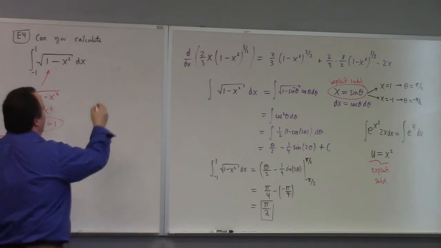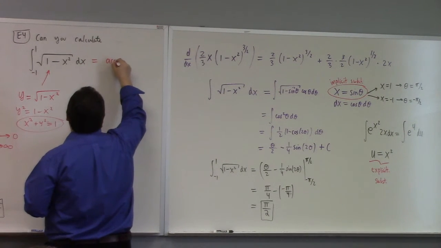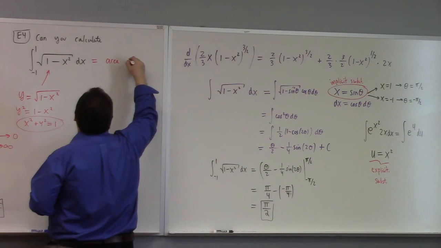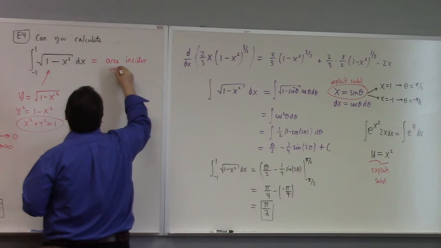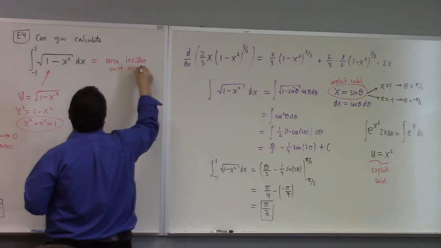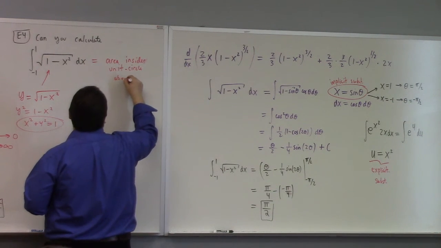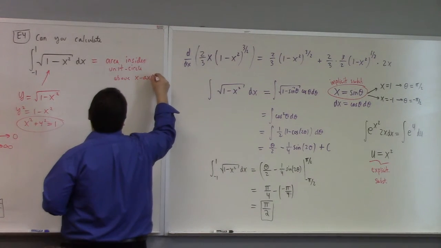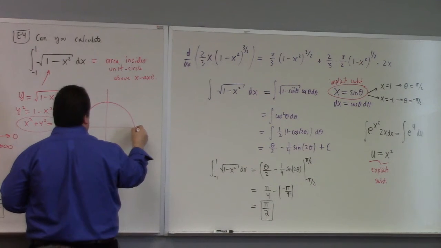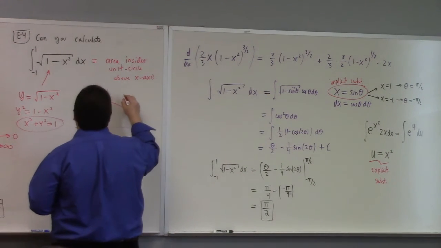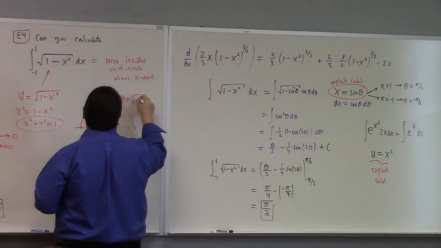So this is equal to the area inside the unit circle above the x-axis. If you draw a picture of it, this is the curve we're finding the area under. y is equal to the square root of 1 minus x squared.